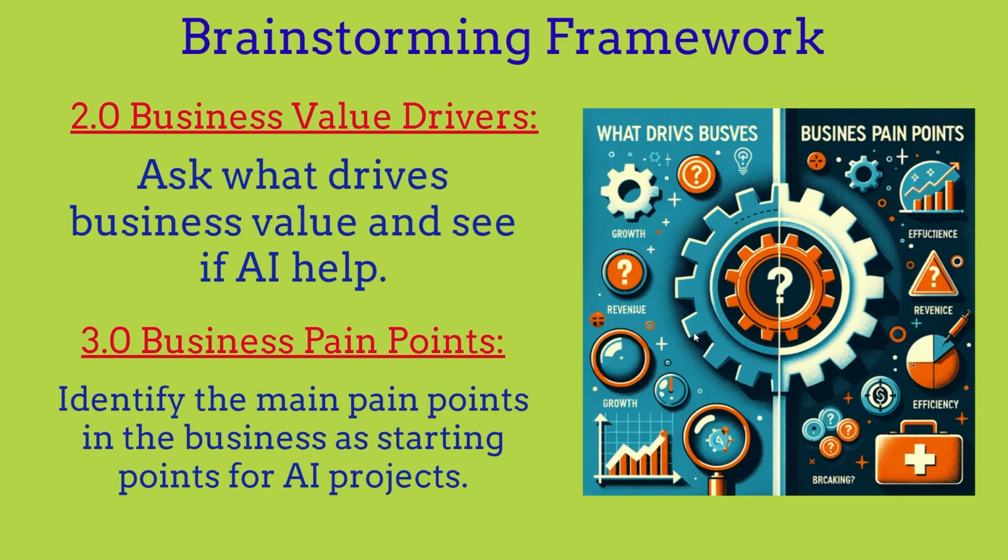For example, maybe it's the efficiency of some sort of task, and maybe you can automate that. Or maybe it's something to do with revenue, or something that can help to automate the pain points inside of the business. And we also need to consider what drives the value of the business. So we should also consider maybe the growth of the business, the revenue, and whether AI can actually help with that. So this is the second and third point inside of the brainstorming framework.